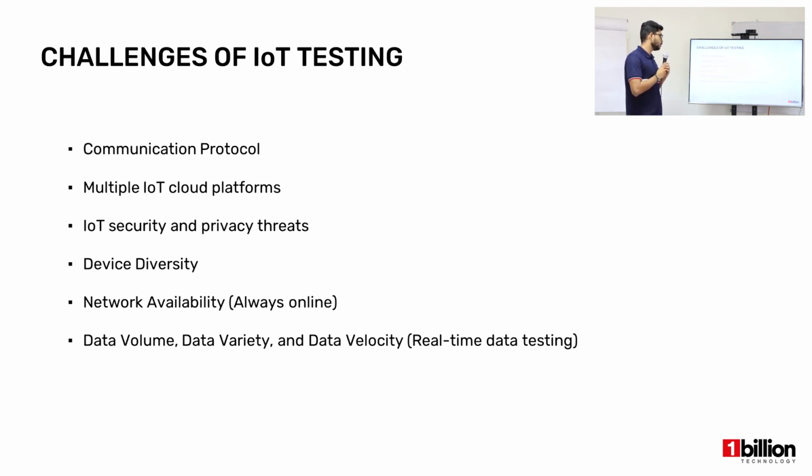And next I will talk about network availability. Without network, IoT is no more. So there should be consistent network availability for IoT testing. If we have a poor internet connection, we face so many inconveniences. So those are the challenges of IoT testing.